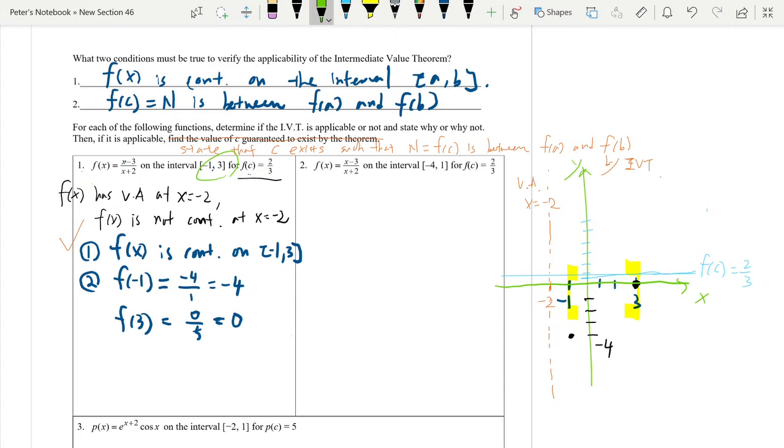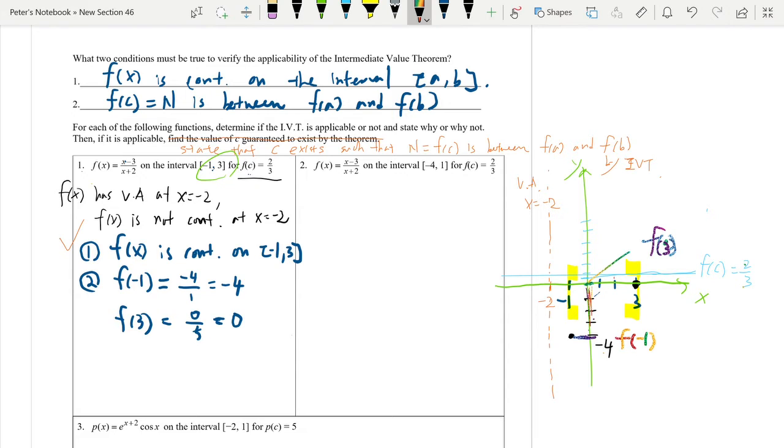All right, so we have to think about that. But here, my y values range from here, right? Negative 4. This was my f of negative 1. And then my 0 here was my f of 3, right? Which is equal to 0. So it only talks about the range from negative 4 to 0 over here. And unfortunately, 2 over 3 is not between those two numbers, right?